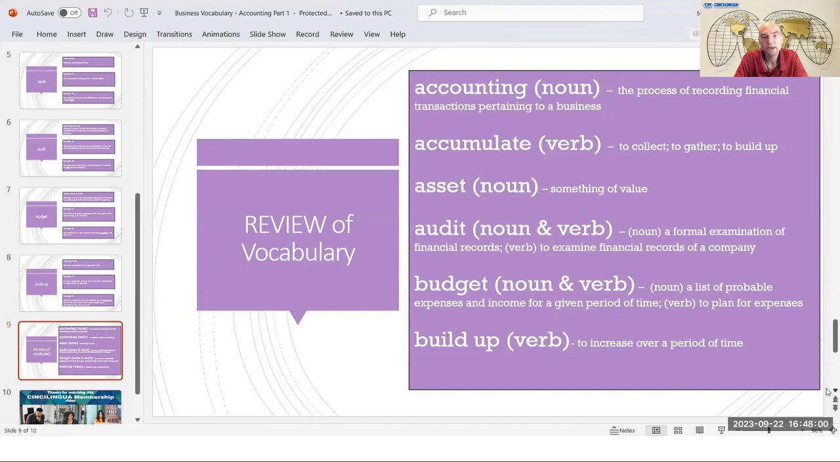And then finally, we have this phrasal verb build up, which is a synonym really for accumulate, which we also looked at, but it means to increase over a period of time, to collect, to gather, to accumulate, like that. Okay, so build up and accumulate really are synonyms here.